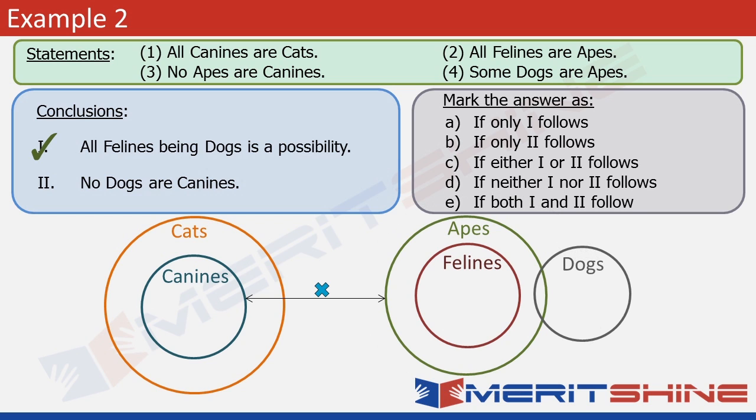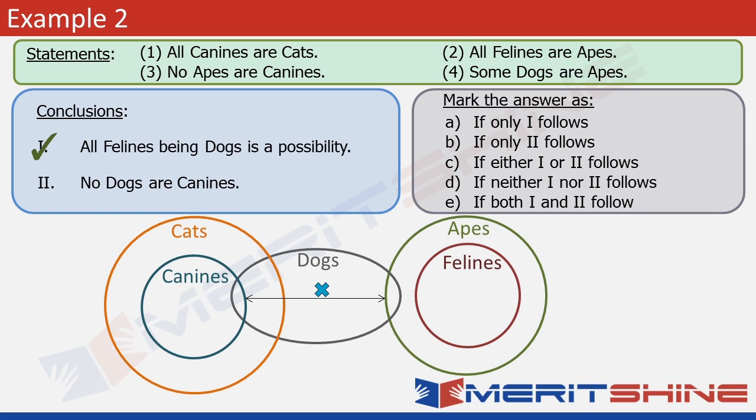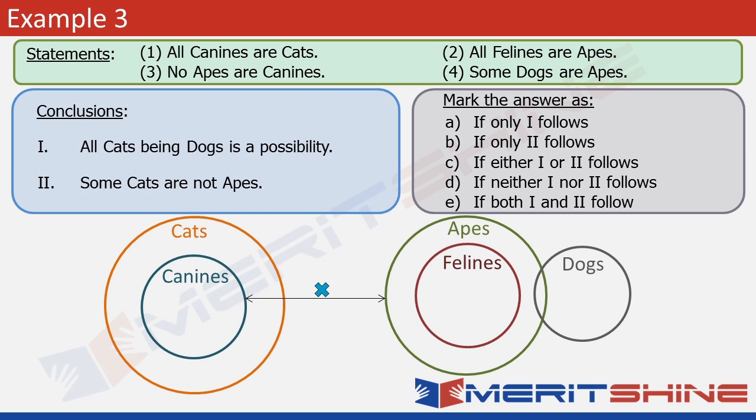Okay, look at conclusion 2 now. No dogs are canines. We know that canines and apes are disjoint sets and that some dogs are apes. But there is some part of dogs that's not necessarily apes. So dogs can definitely overlap with canines. It can be visualized. Look at this. So some dogs are apes is still true, but now some dogs are canines as well. So this conclusion does not follow. Dogs can be canines. So the answer in this case would be option A. Only conclusion 1 follows.